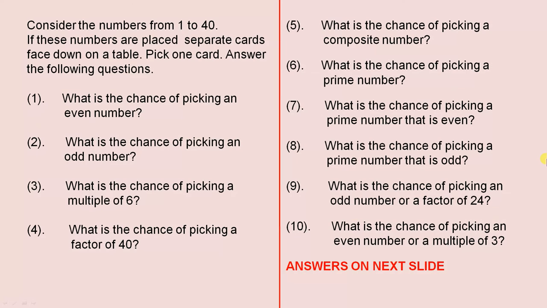Now, here are some questions for us to consider. Consider the numbers from 1 to 40. If these numbers are placed on separate cards, face down on a table, pick one card, answer the following questions. So I'll leave this slide on for a few minutes, and then on the next slide, I'll go to that, and we'll have the answers there, and we'll leave that on for a minute or so, and then that'll be the end of the lesson.